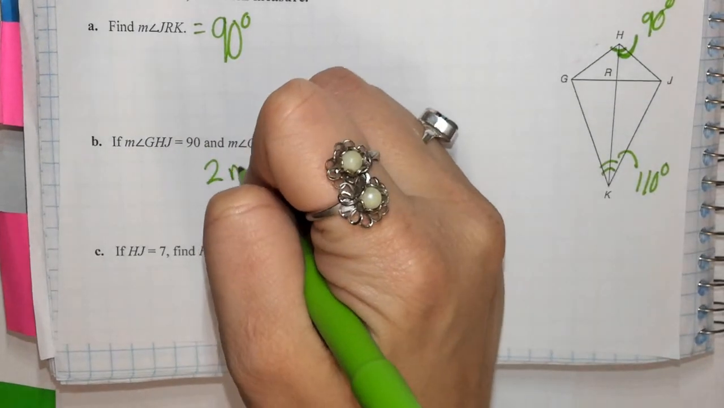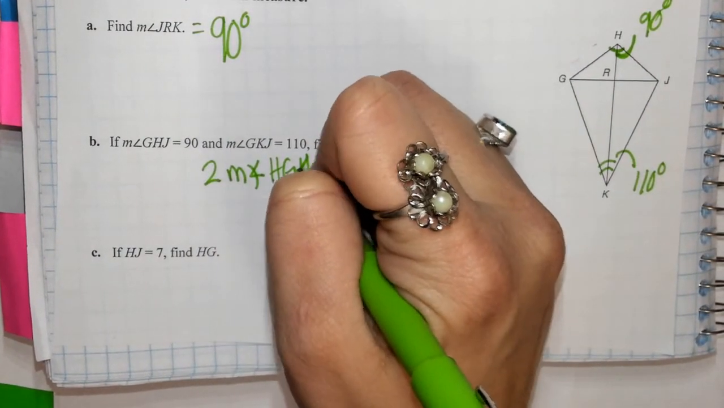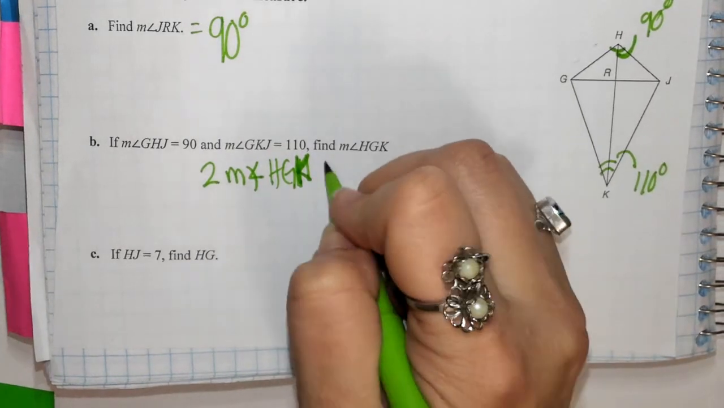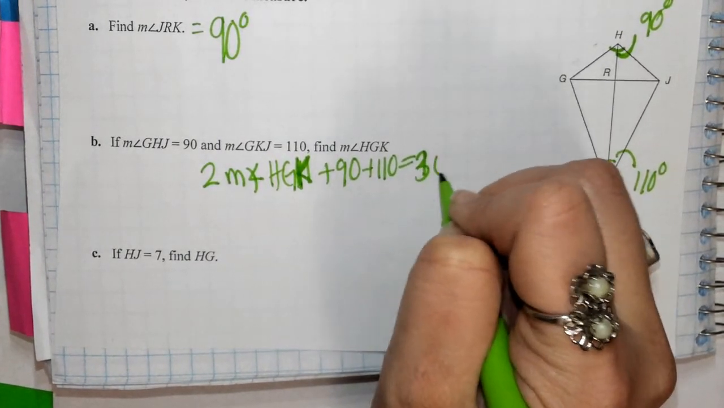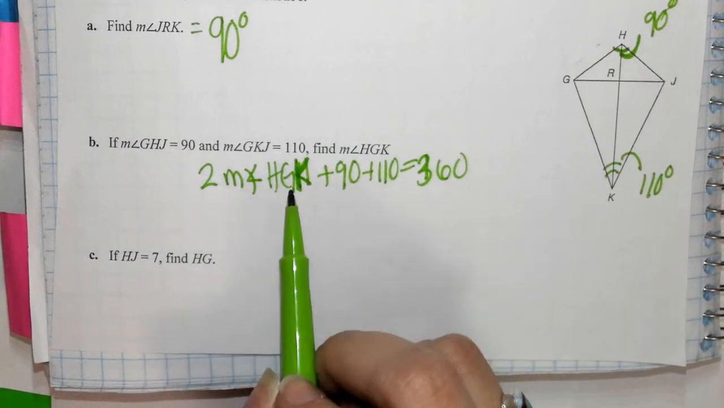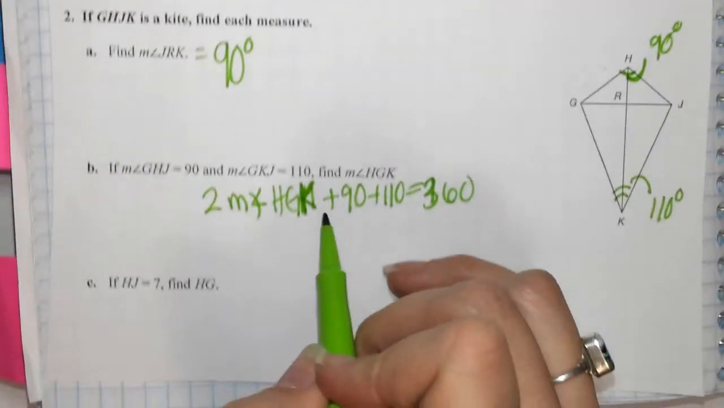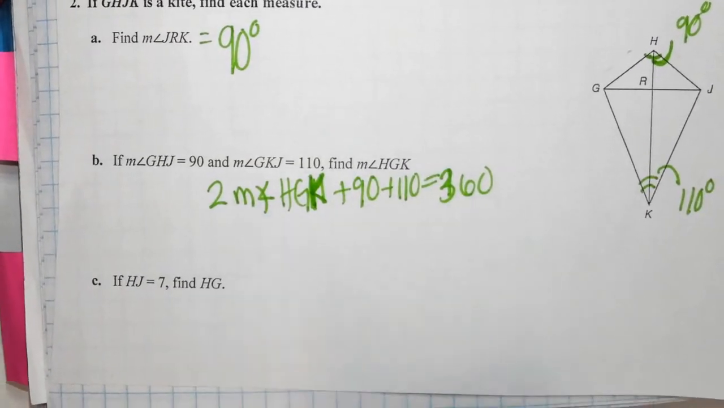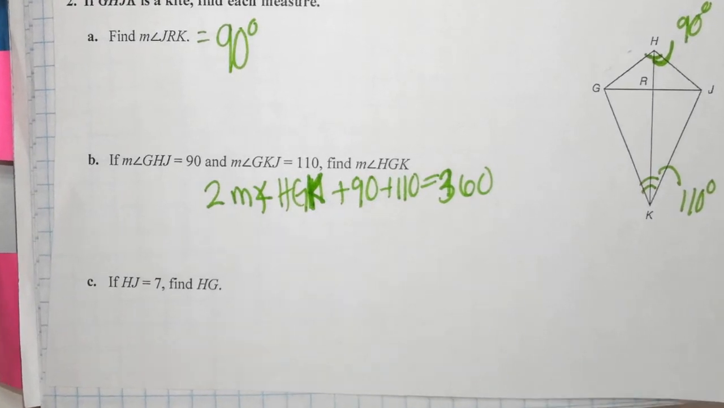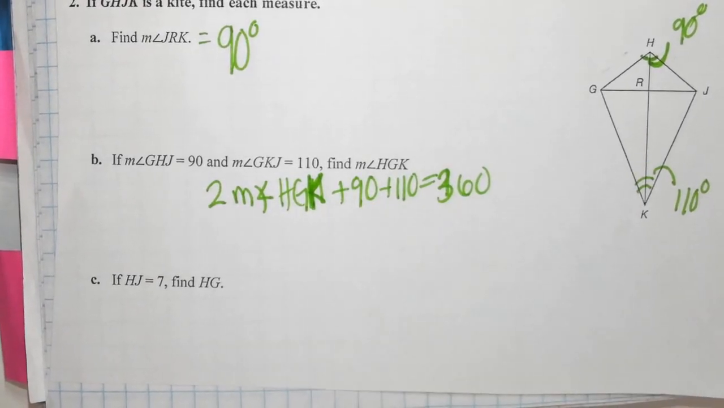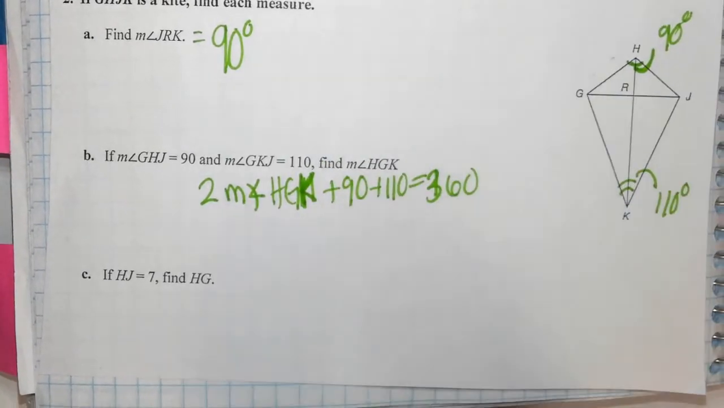So we're going to do this the easy way. We're going to do 2 times the measure of angle HGK plus 90 plus 110 equals 360. Now, the only difference in this one and what we did up here is that instead of writing A, I wrote the angle, correct? That's all I did. Is it okay if we do it the other way? Yeah, you can do it the other way. Whatever makes your soul happy. Would you like me to change it to A?